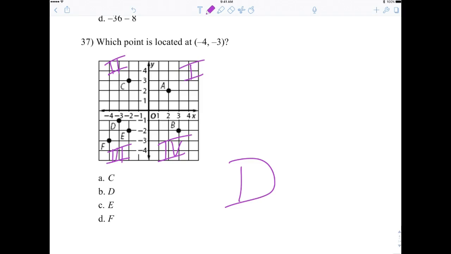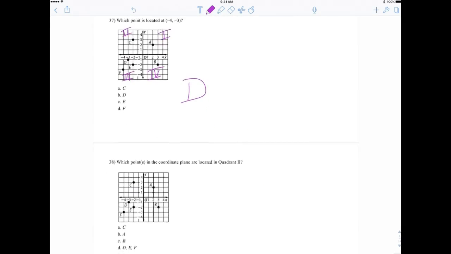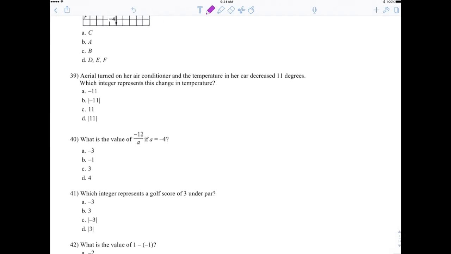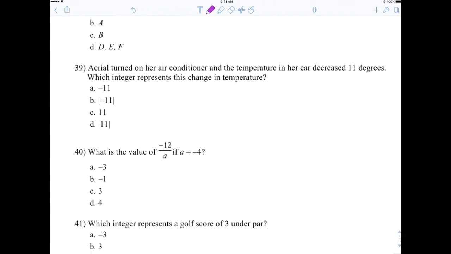All righty. Now let's go to 39. It says, Ariel turned on her air conditioning and the temperature in her car decreased by 11 degrees. So if we decrease by 11, that would be negative 11. Beautiful so far. Told you guys it's easy.